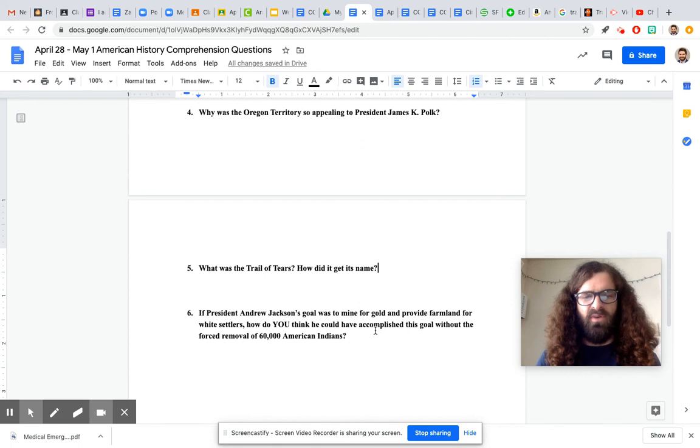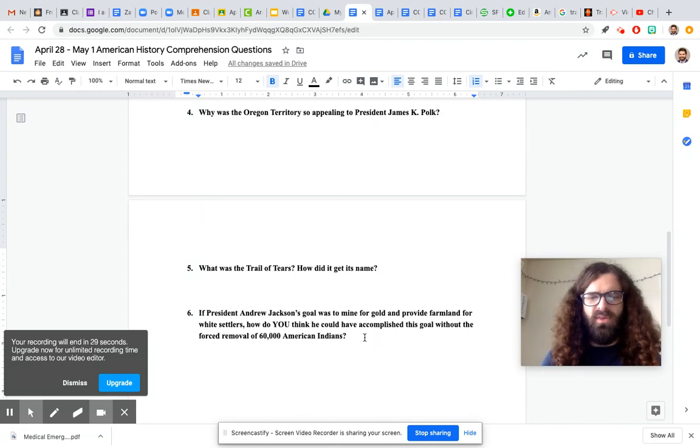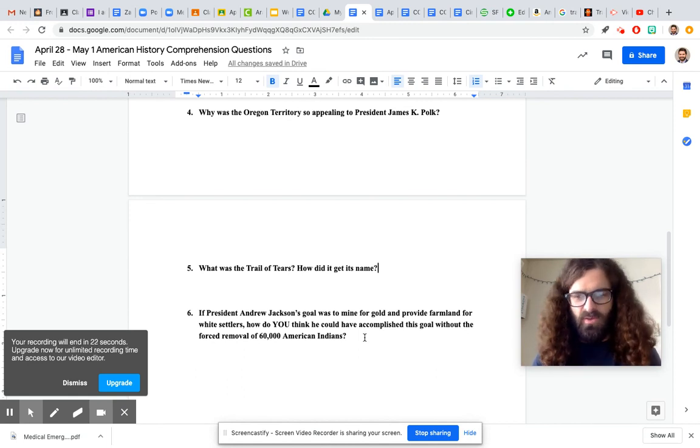And then finally, if President Andrew Jackson's goal was to mine for gold and provide farmland for the white settlers, how do you think he could have accomplished this goal without the forced removal of 60,000 American Indians? You need to come up with this. You should have already when this is posted. That is your opinion. There's a better way than killing people.